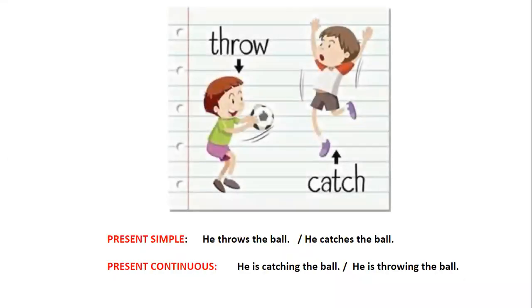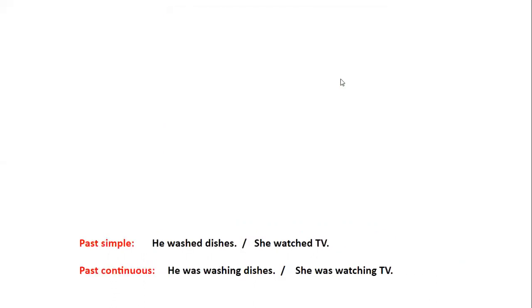More examples for present simple and present continuous. We have a picture card, the verbs throw and catch. For present simple, he throws the ball. He catches the ball. Present continuous, he is catching the ball. He is throwing the ball. How about in simple past and past continuous?